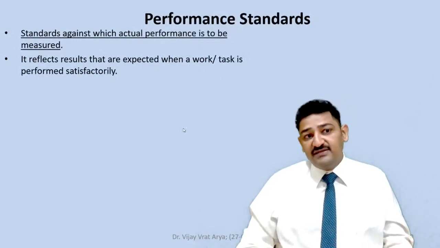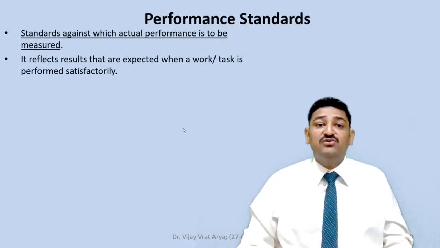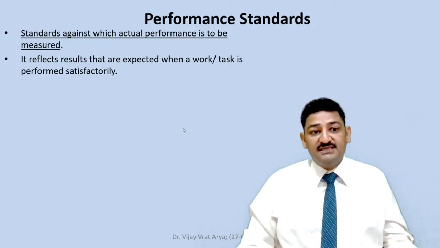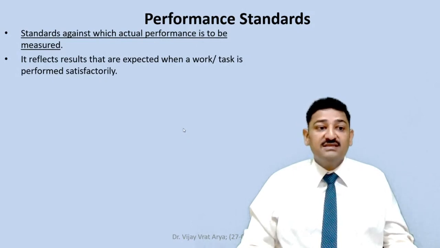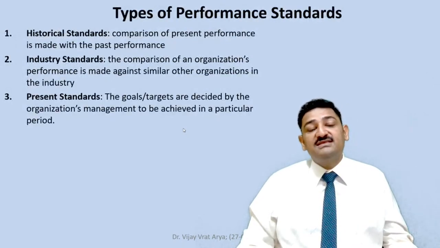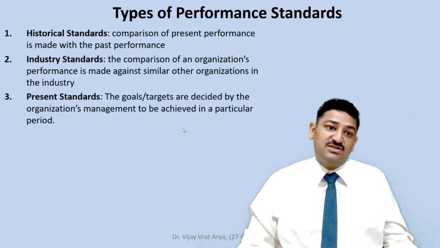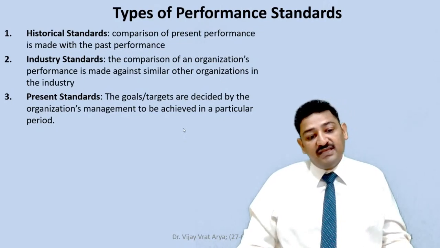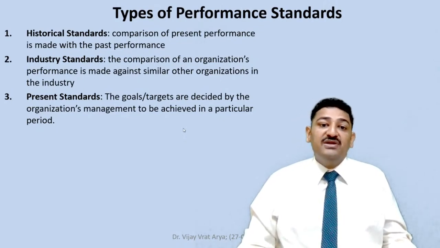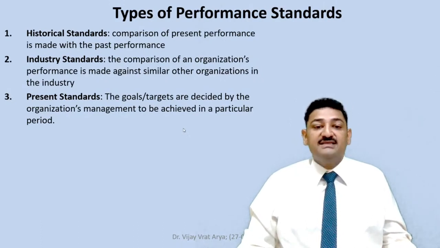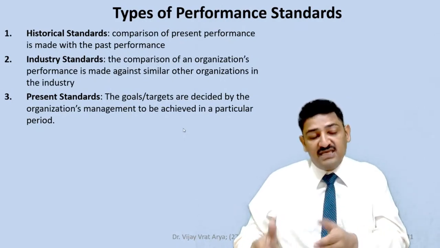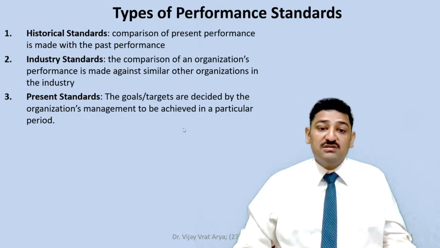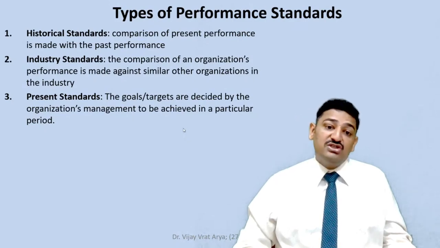Now, if we refer to the performance standard concept, then standards against which an actual performance is to be measured are the performance standards, and they usually reflect results that are expected when a work or task is performed satisfactorily. The performance standard has three important types. One is the historical standards, in which the past performance is compared with the present performance. Similarly, in the case of industry standards, the comparison of an organization's performance is made against similar organizations in the same industry. And the third type of performance standard is the present standards. In that case, the goals are decided by the organization's management, which are to be achieved in a particular period.